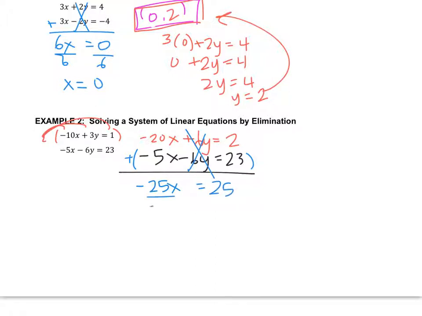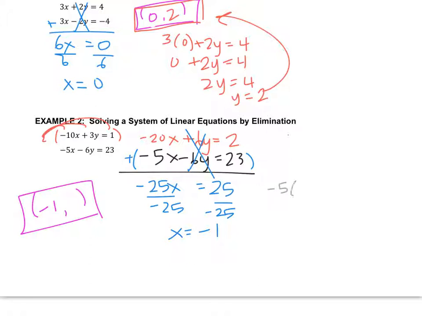That is super friendly. I can tell that x is going to be -1. And remember, that's only half the answer. I still have to plug it in to one of the original equations. I'm going to pick the bottom one. So I'm going to take it and plug in -1 in spot for x. So -5 times -1 minus 6y equals 23.